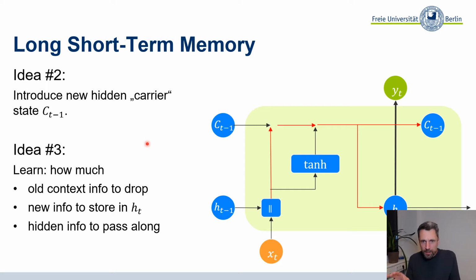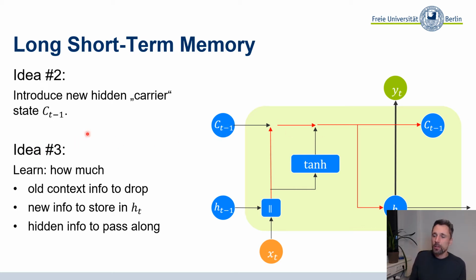There are two more ideas here, and they're not directly related to vanishing gradients, but they also help the network learn long-term dependencies. The first idea is to introduce a so-called carrier or context vector, and we call this C. That is similar to the hidden vector, but it will be used for passing untouched, unchanged, unscaled and unsquashed information to the next time point.